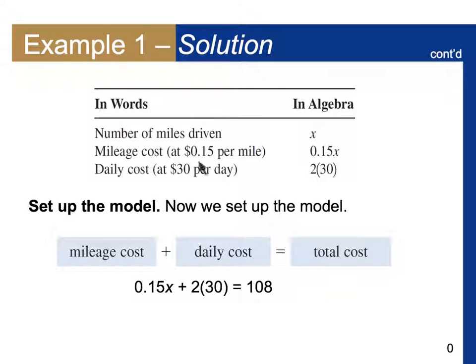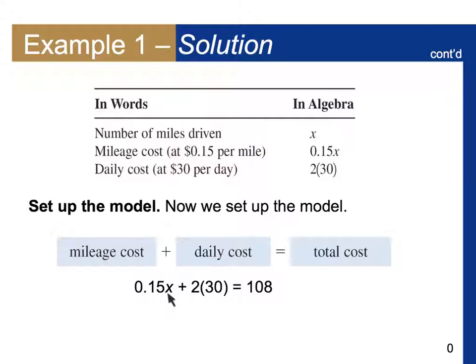The mileage cost is 15 cents per mile, so we're going to put 0.15, which would be dollars, times x. So every time we go a mile, we pay an extra $0.15. And then the fixed daily cost is $30 per day, so it's 2 times 30. So this is what our model looks like: 2 times 30, or $60, plus 0.15 times x, and then our total cost would be 108.